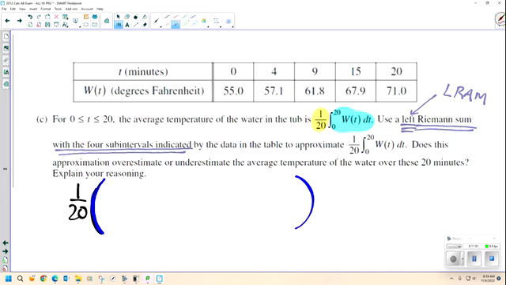Now, my first subinterval goes from 0 to 4. This is subinterval 1. Okay? Since I'm using LRAM, I look at my y values and I take the left one, 55. But I got to multiply that times my width. My width is 4.